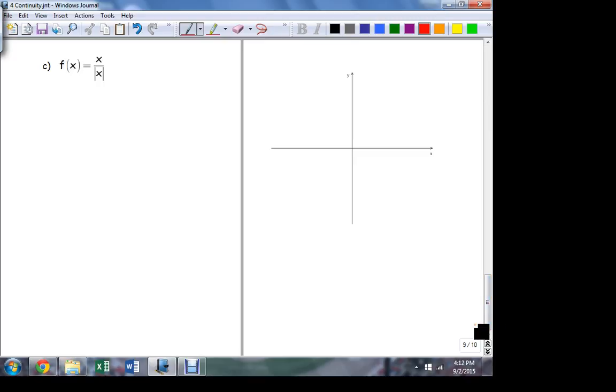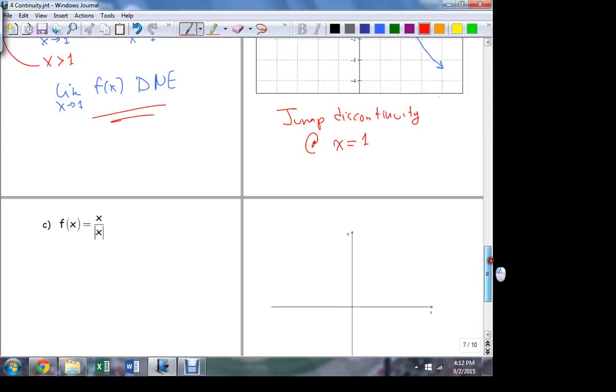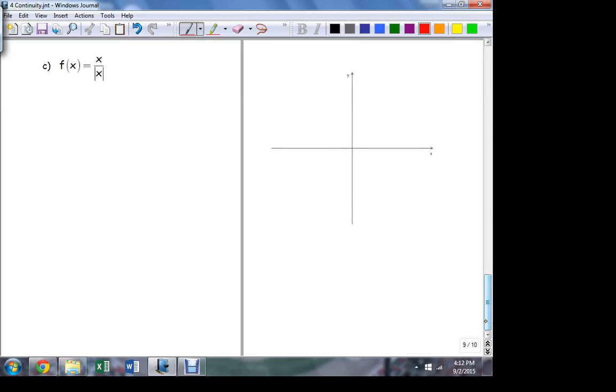Here's an interesting one. Here's an interesting function. And this is kind of what I was just talking about. Here's a function that's represented by a simple formula: x divided by its absolute value. Is this function continuous? And if it's not, what kind of discontinuity is it?